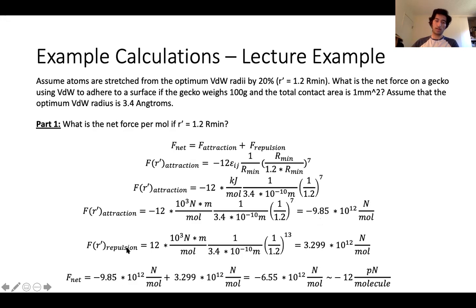You can do a similar calculation for the repulsive component of the force, and you'll end up with this. Then if you add up the forces, you should get approximately 12 piconewtons per molecule. If you follow the numbers on your own, you'll see they are not exactly what you got in lecture, because in lecture you made a few simplifying assumptions, but for the most part this is roughly how the calculation should follow.